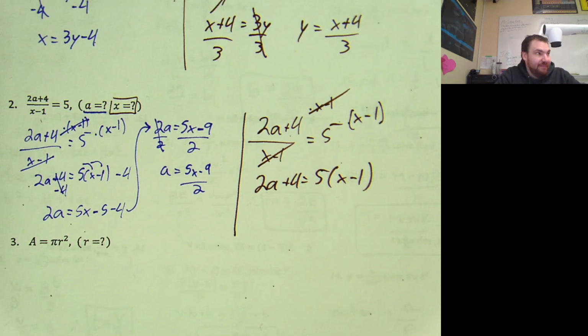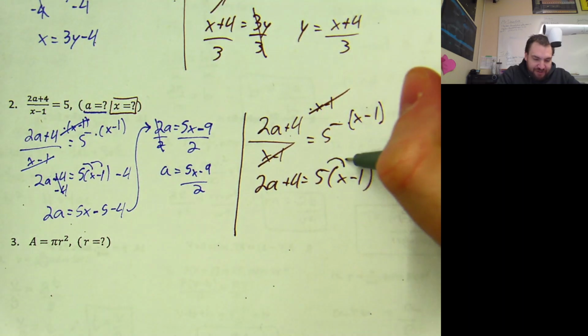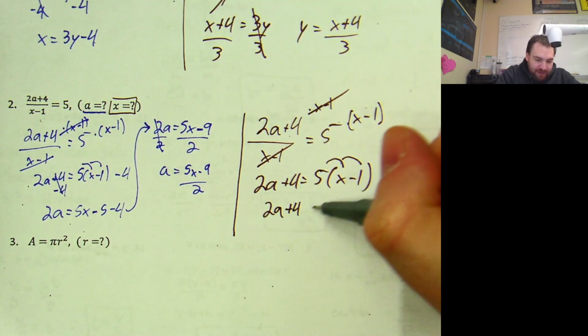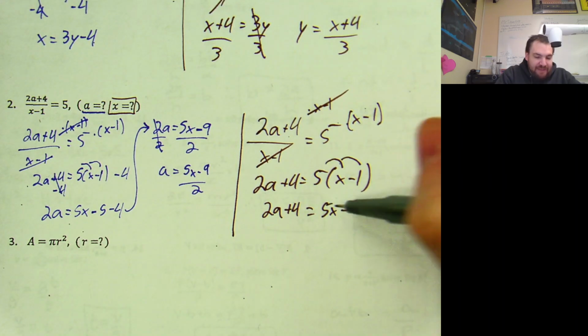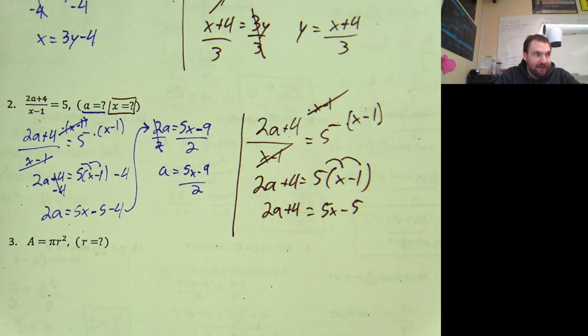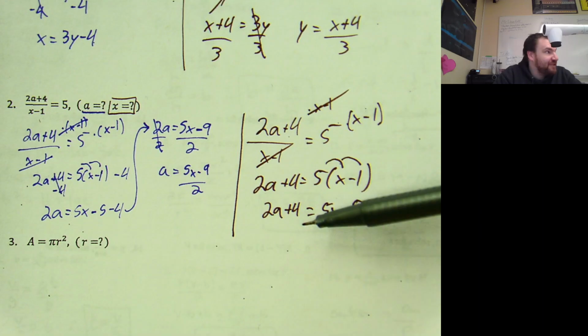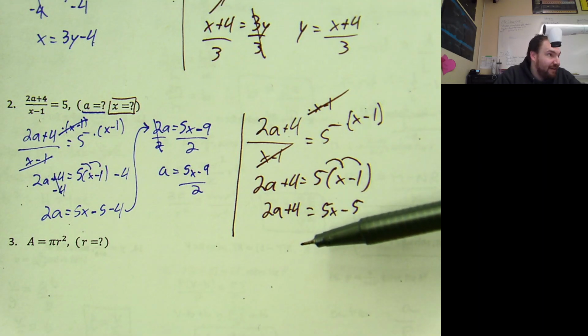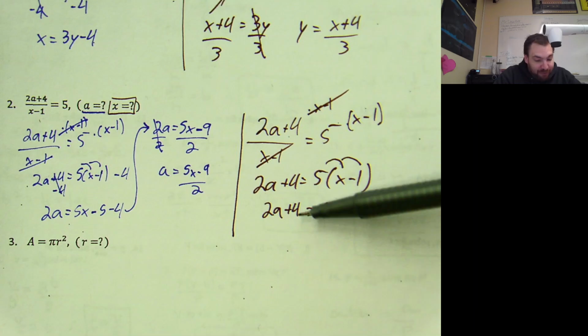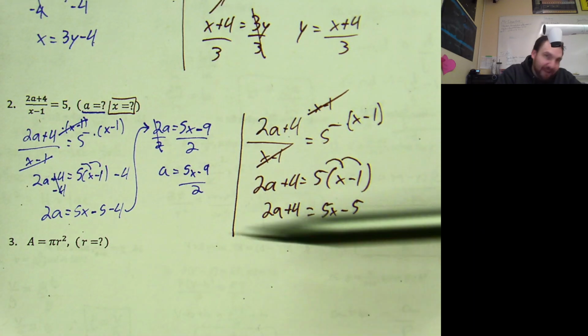Now what? Absolutely. Good choice, sir. I'm going to get 2a plus 4 equals 5x minus 5. This time we didn't also subtract 4. Anybody? We didn't subtract 4 this time because we're not isolating for a. We're isolating for x. And so to bring it over to this side would be counterproductive. We want to keep everything on the left.